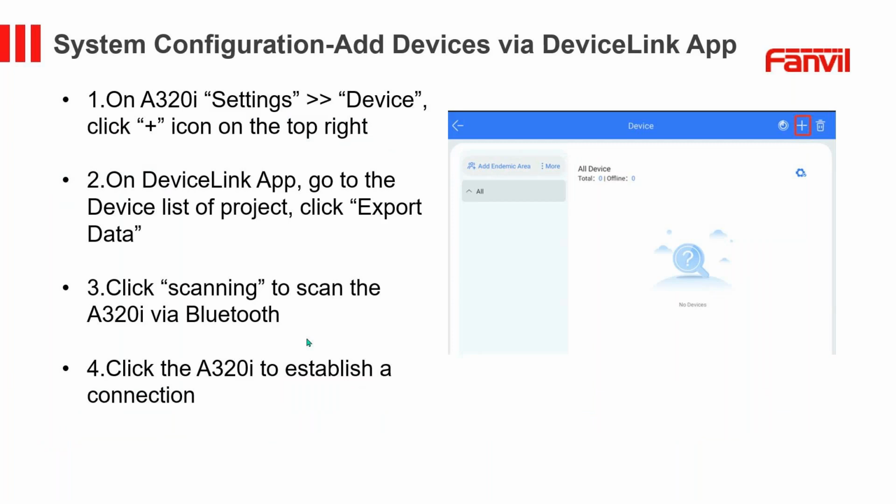Once this is done, you can go to the console settings and click on the plus button to add the project. On the Device Link app, go to the device list of the project and export the data. After creating the projects on the Device Link app, export the device information and connect to the A320 using Bluetooth. Once connected, you can sync all the device data to the nurse call phone.